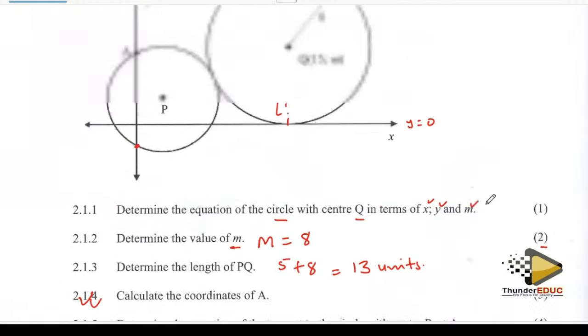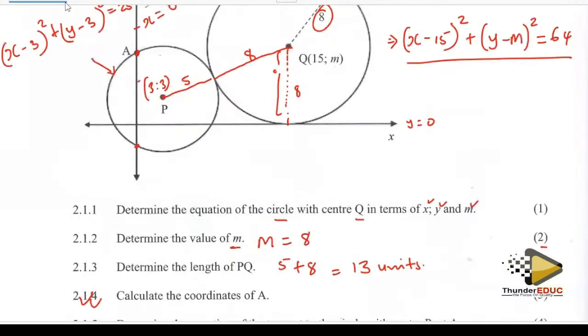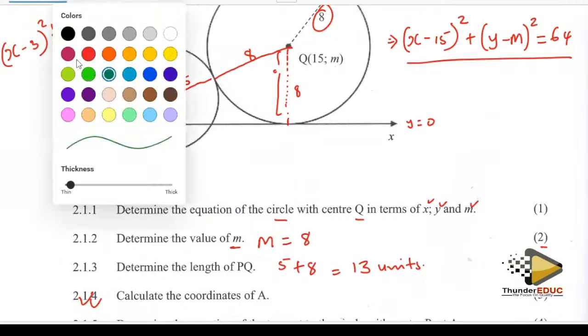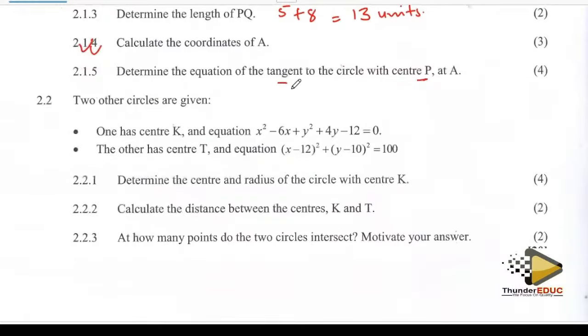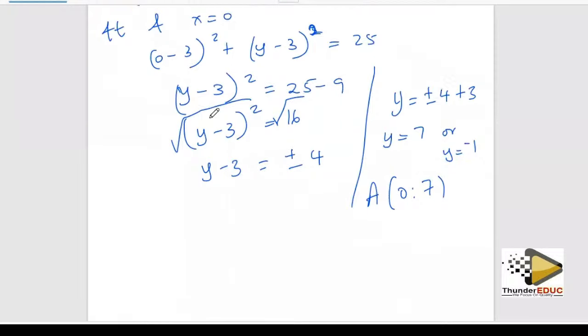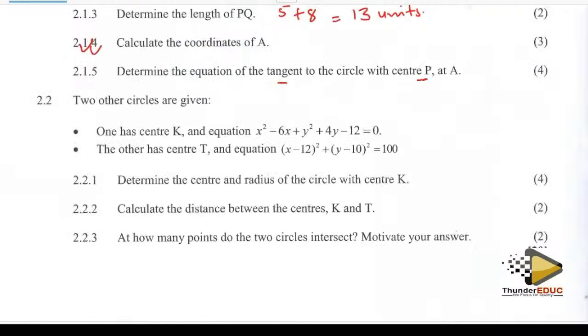Then 2.1.5, they want us to determine the equation of a tangent to the circle with center P at point A. One thing we know about a tangent is a line that touches the circle, or any graph, at one point. And from our circle geometry, we know that a radius or diameter and the tangent will always be perpendicular. So since we have our coordinates of A, which is (0, 7), we can get the gradient of PA. This is question number 2.1.5.